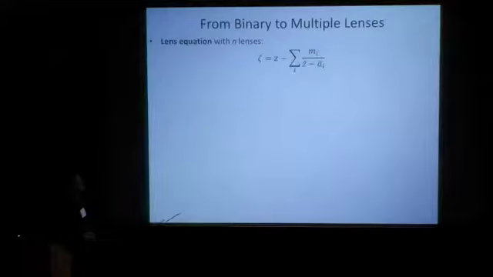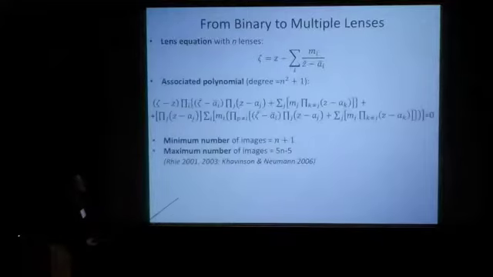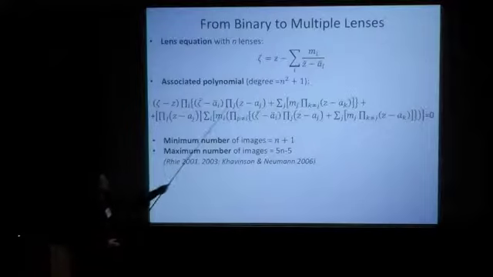The traditional approach is to convert it to a polynomial using the conjugate equation. So you can get rid of the z bar and rephrase everything in terms of z. And you get this very long polynomial with a degree which goes as n squared plus 1.